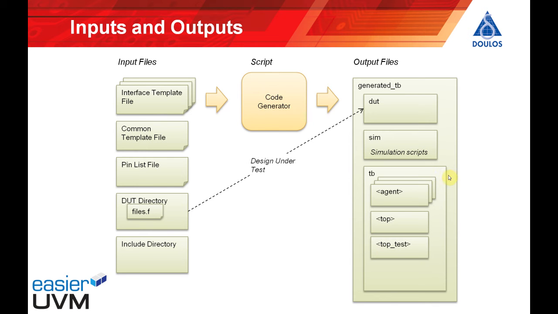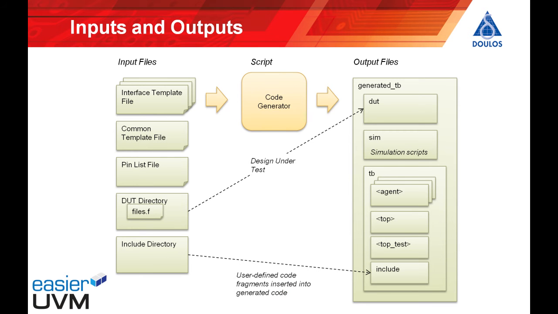Then comes the TB directory. The TB directory contains all of the generated testbench or verification environment code. That is the automatically generated agents, which are driven and controlled from information within the interface template files. The top level env and the top test are controlled by the common template file. And also a complete copy of the include directory, that is any user-defined fragments that are inserted into the generated code.